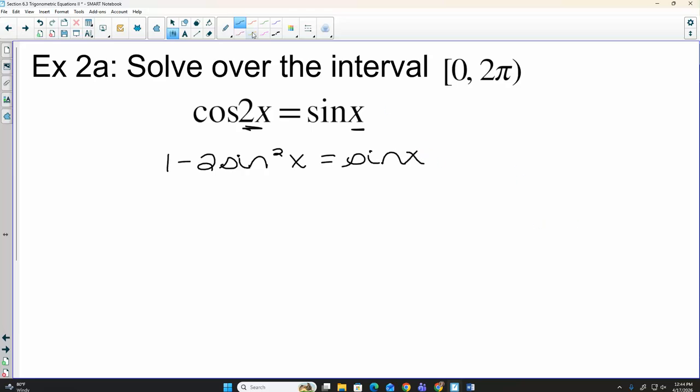Okay, and again, the reason I did that was because my angles weren't the same. But once I did, now they're both x's, so now we can solve. Do I even have to worry about the period being weird on this one anymore? No. So this is just solving like normal. So quadratic, bring everything over.